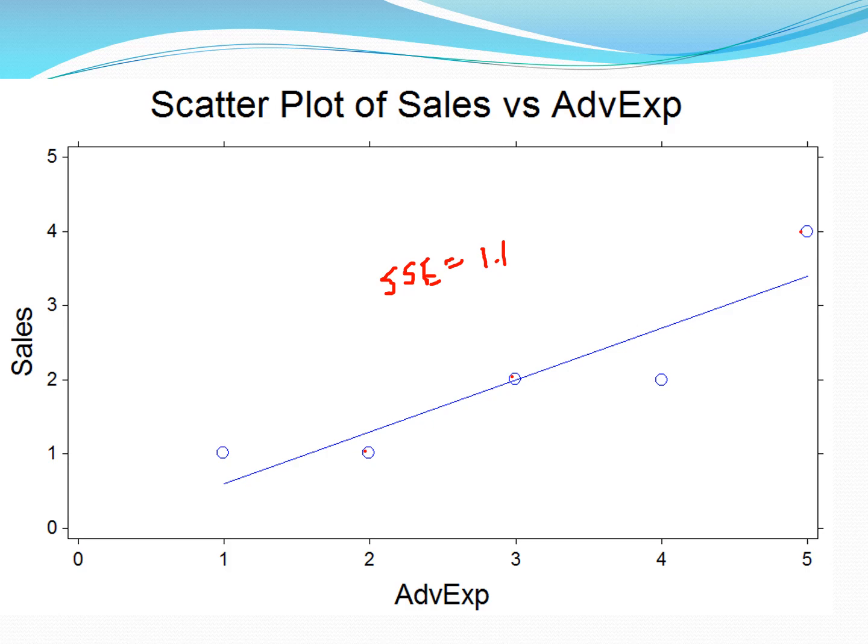Here's an offer I'll make to you. This is the best fitting line. This is the least squares prediction equation. What's that equation again? Y hat is equal to negative 0.1 plus 0.7 times x.